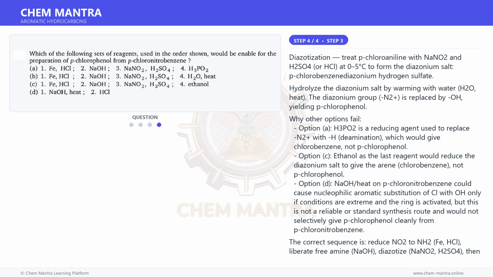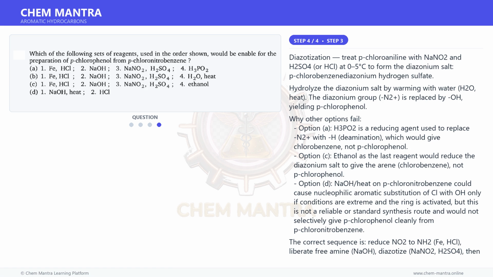Why other options fail? Option A. H3PO2 is a reducing agent used to replace N2+ with H, deamination, which would give chlorobenzene, not p-chlorophenol. Option C. Ethanol as the last reagent would reduce the diazonium salt to give the arene, chlorobenzene, not p-chlorophenol.